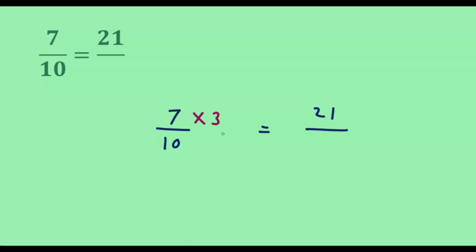And we want an equivalent fraction, so we need to multiply the denominator by that same number. So we have 10 times 3, and 10 times 3 is equal to 30. So what do we end up with? We have that 7 over 10 is equal to 21 over 30. So 21 over 30 is our required equivalent fraction.